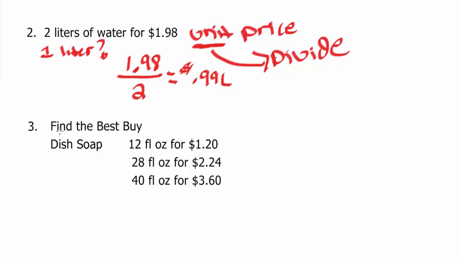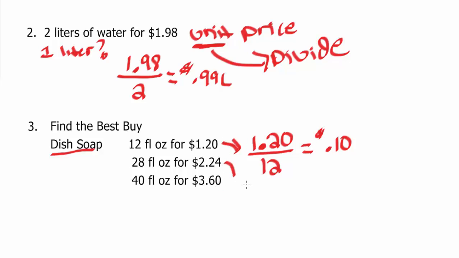Now we need to find the best buy. If we have dish soap, we want to find which one's the best buy. 12 fluid ounces for $1.20, 28 fluid ounces for $2.24, or 40 fluid ounces for $3.60. Remember, you always put the money on the top. So $1.20 divided by 12 is going to give you 10 cents. This is our first one.